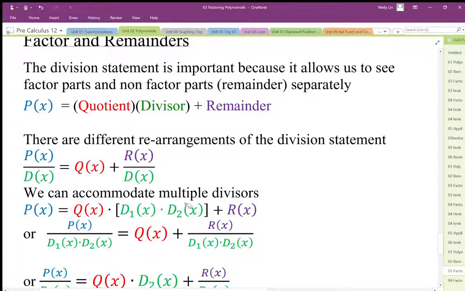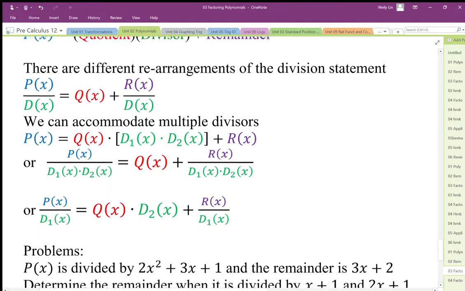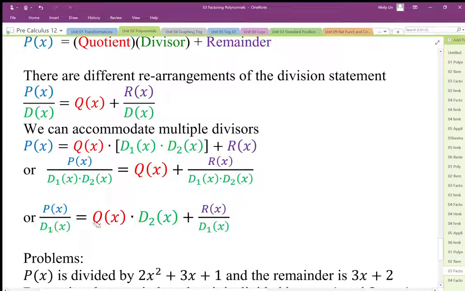So we had these two divisors here, and we can just keep those divisors together. That's part of the factor part, and we're still going to have this r of x. We can express it in the division form with both divisors, or we could even express it with just one divisor. That means that if we divide by both factors, we're left with the quotient, the answer to the division, plus the remainder over the divisors. Or if we just show it with one divisor, we keep the other divisor with the quotient, and then we have the remainder over one divisor.